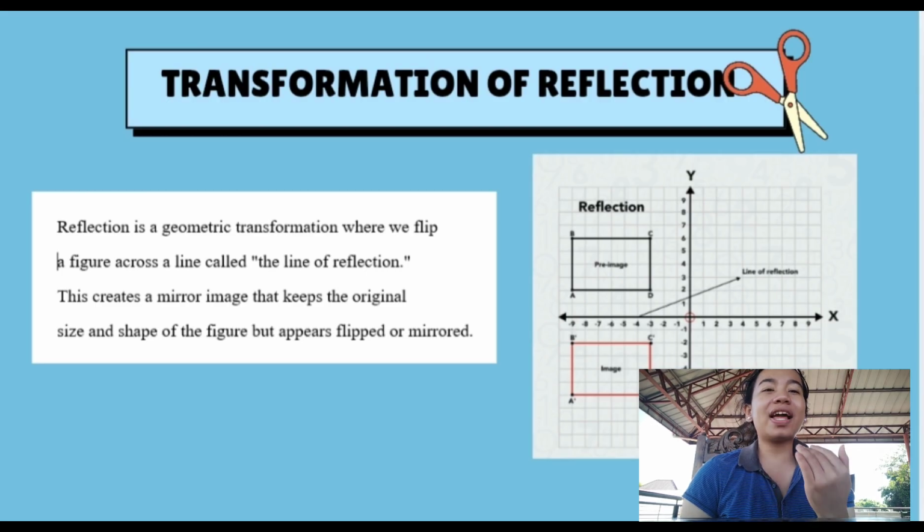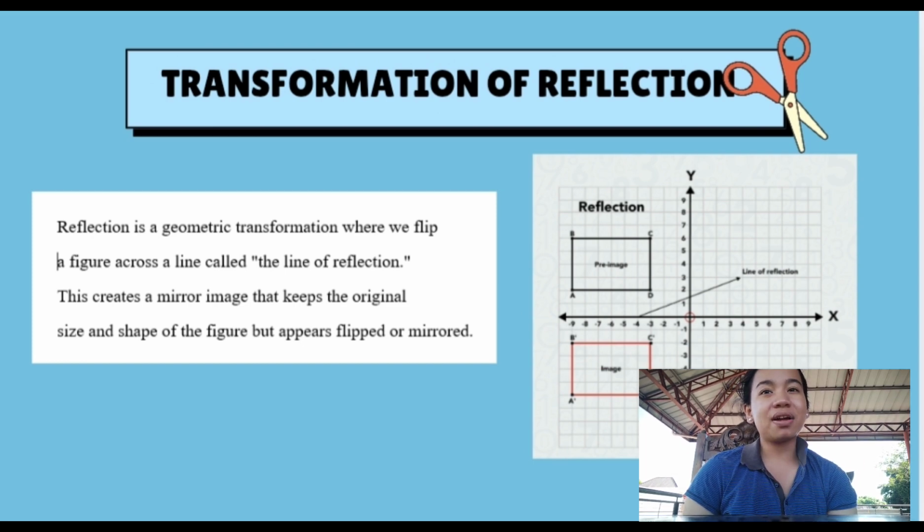And the reflected image, of course, depends on the line of reflection. When the line of reflection is the y-axis, then basically it would be under the original image.